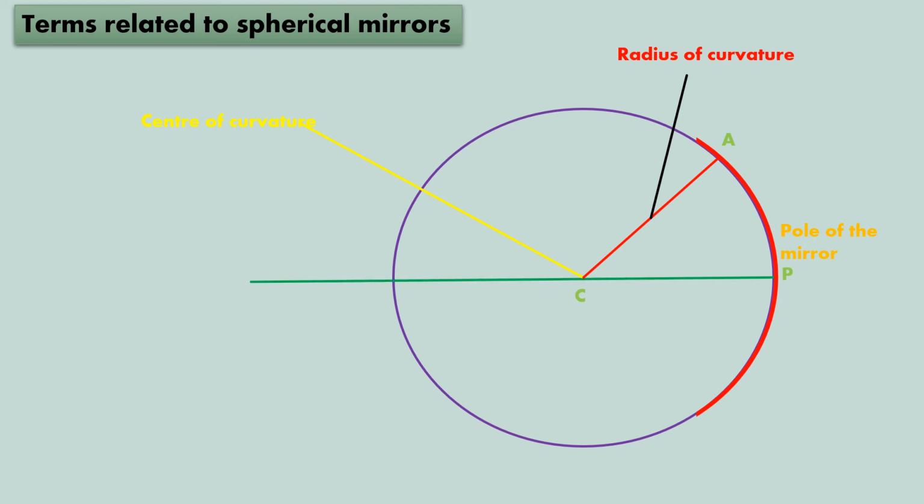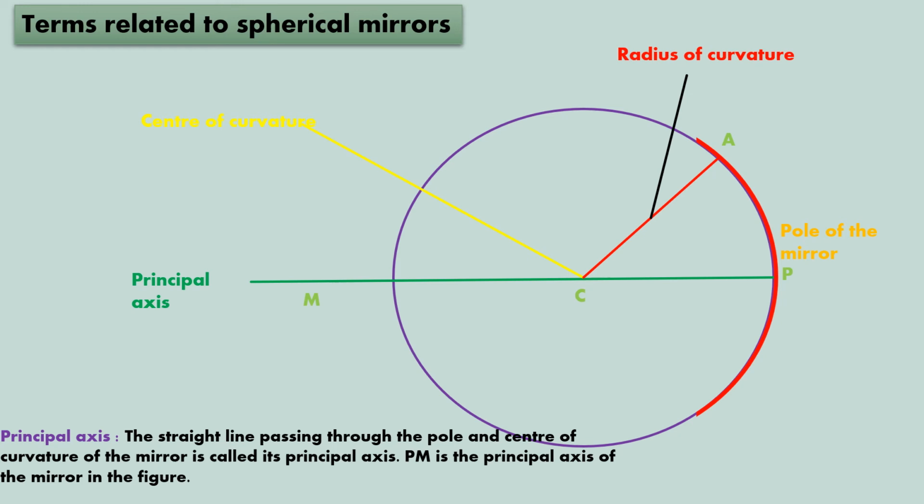Now here, this green line, the line PM, is called the principal axis. What is the meaning of principal axis? The straight line passing through the pole and the center of curvature of the mirror is called its principal axis. This line that you see, P is our pole, right? C is the center of curvature. If we draw a straight line through them, a straight line passing through the pole and the center of curvature of the mirror is called the principal axis. So this line PM is the principal axis of the mirror in the given figure.